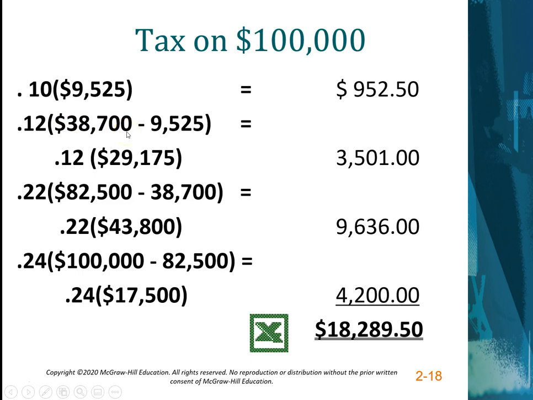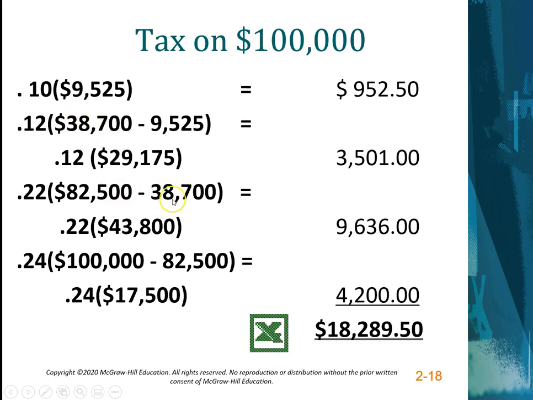Okay, once you hit $9,526, any income from $9,526 to $38,700 is going to put you in the next tax bracket of 12%. So we're going to take that $38,700, which is the top of the tax bracket, minus the $9,525, which is the bottom of the tax bracket. So $29,175 in income is going to be taxed at 12%. That's equal to $3,501.